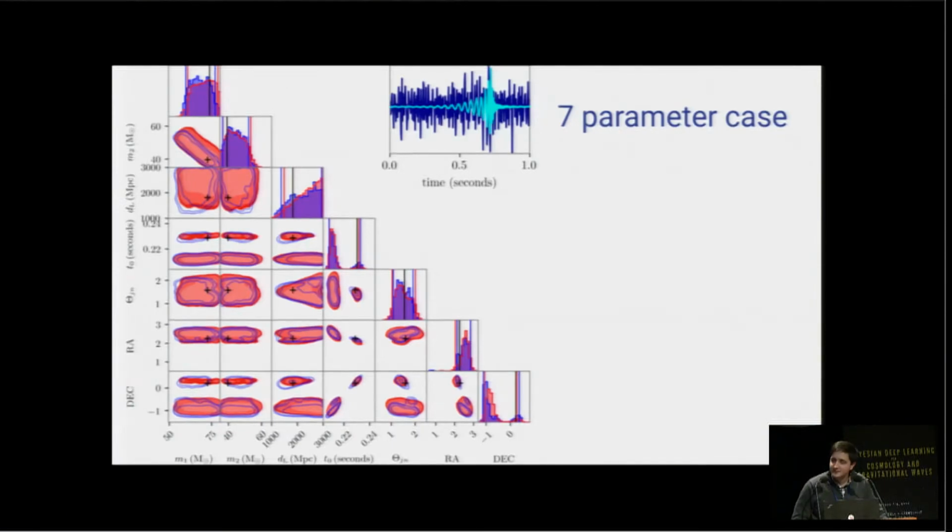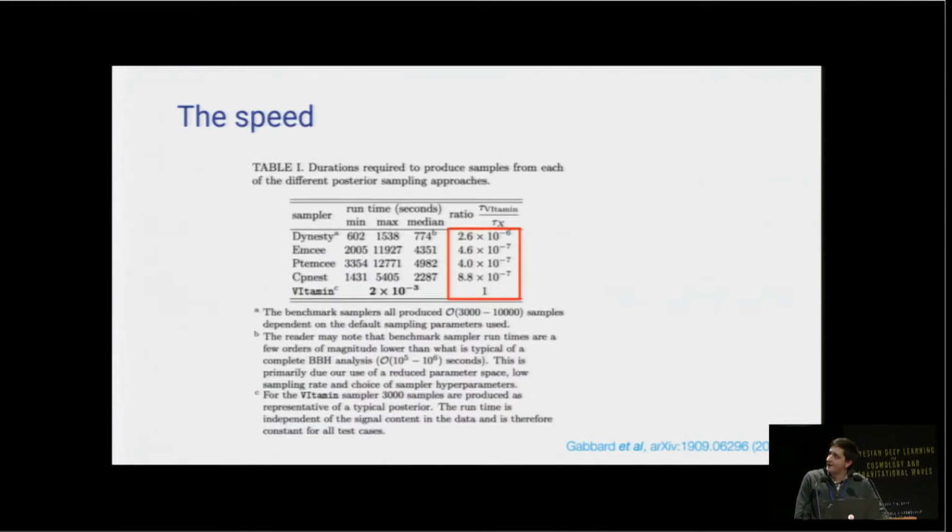I will also briefly mention that in the original paper, we only showed this, but we've now expanded to doing 7 parameters. This includes multimodal posteriors, as well as the location in the sky that the gravitational wave comes from. So that's RA and DEC. That's still in prep right now. I think we still need to fine-tune a few things, so the posteriors aren't brilliant, but we'll get better very soon.